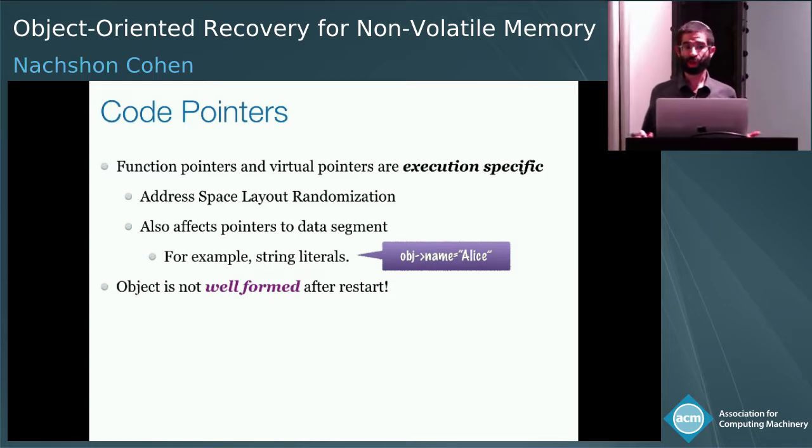In addition to pointers, we have the problem of code pointers. If you're coding in C, probably your object has some function pointers. If you're coding in C++, probably the compiler inserted some virtual table pointer to your code. And actually, modern operating systems have a feature called address space layout randomization, saying that every time you execute the program, the code is going to be loaded in a different location. And again, the point is, after you shut down and restart the application, the object is not well formed anymore.